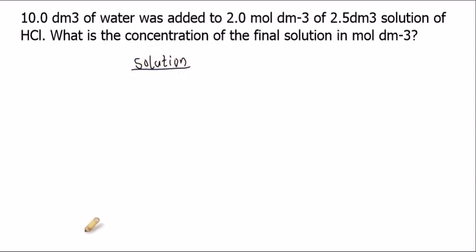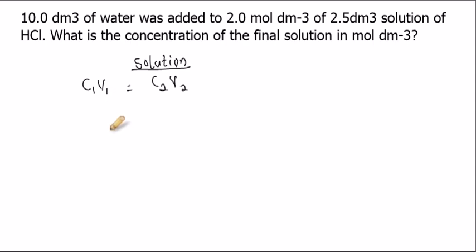To attempt the question above, we'll be making use of the dilution formula, and that is C1 V1 equals C2 V2. So C1 here refers to the initial concentration, V1 the initial volume, C2 the final concentration, V2 the final volume. And in some cases, instead of C1 you can see M1, that is the molar concentration, and V1 can be represented with D1, that is the diluted volume.